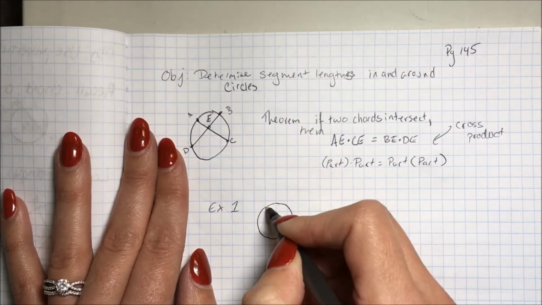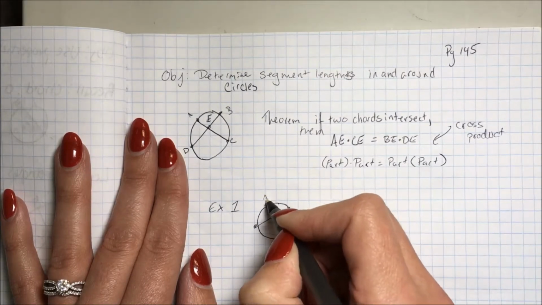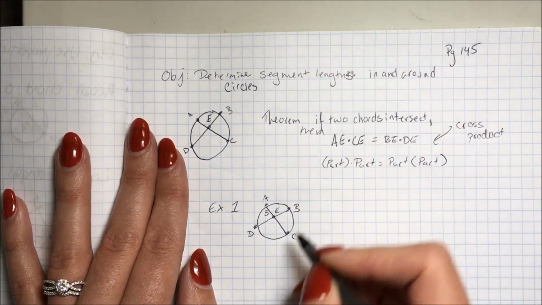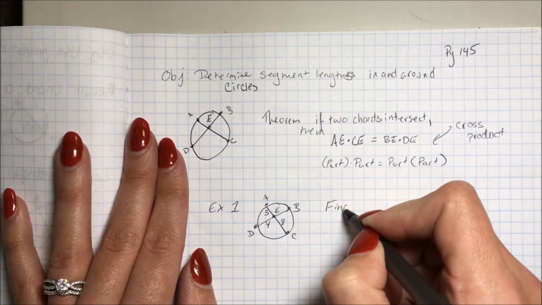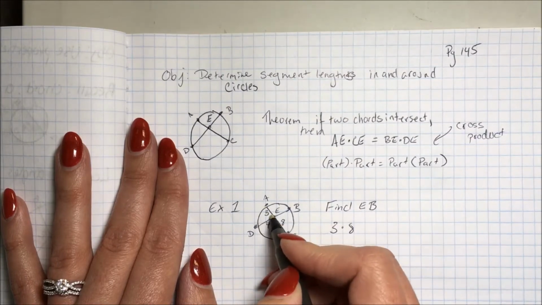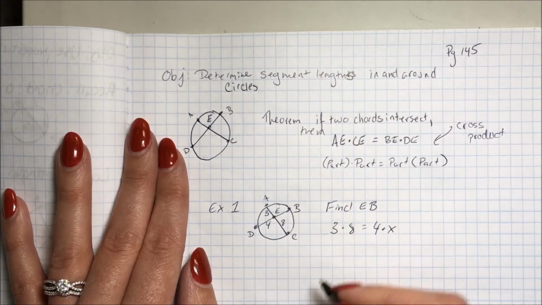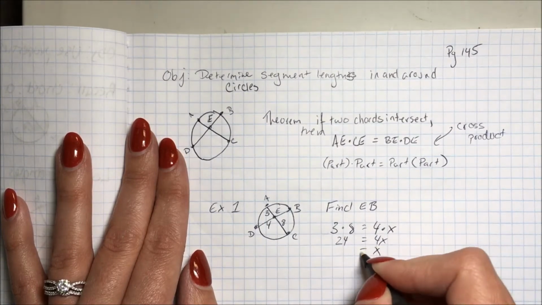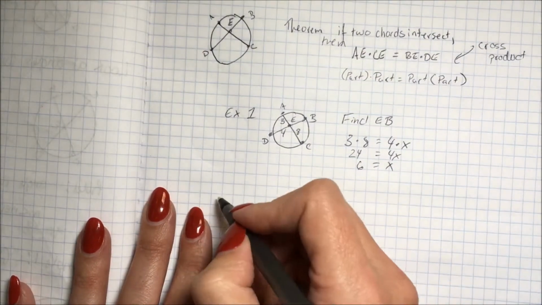So let's say that AE is 3, EC is 8, and DE is 4. Let's find EB. So I would do 3 times 8, that's the part times the part, equals 4 times x, because I don't know what EB is. So 3 times 8 is 24, and 4 times x is 4x. I divide both sides by 4, and I get x is 6. And that's pretty straightforward and easy, but let's make it a little bit more difficult.